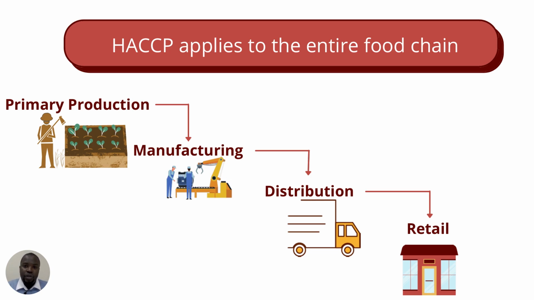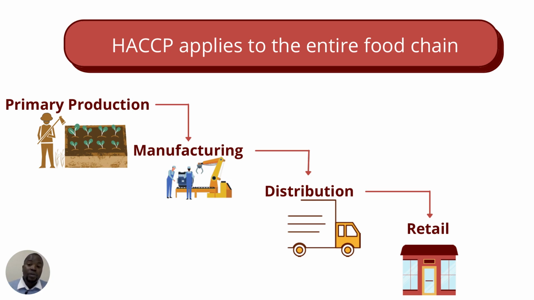Then distribution, we are looking at the method of distribution. Are you distributing your product in such a manner that the products are protected from contamination? For example, a covered, clean truck that has no vermin or any type of contamination.